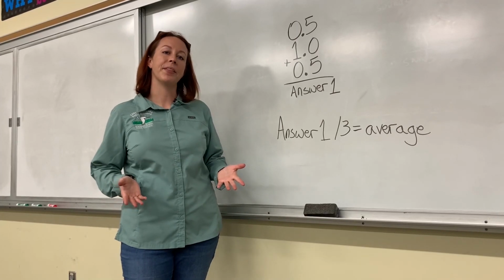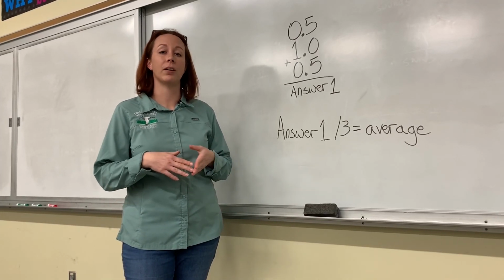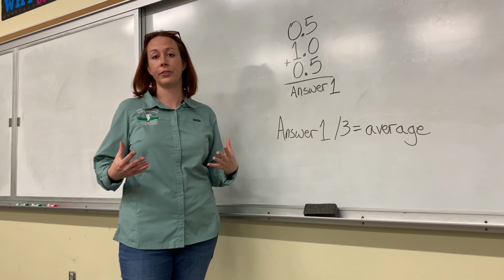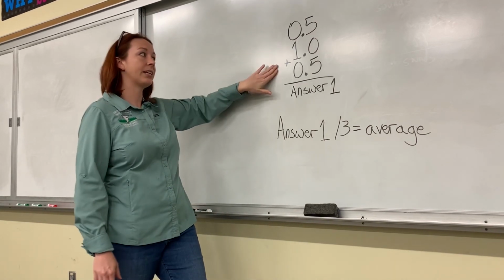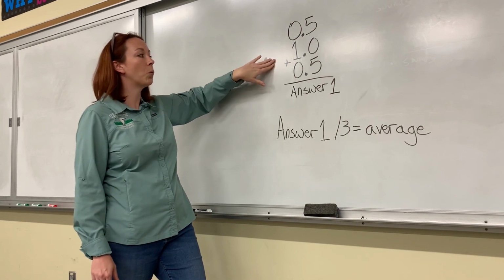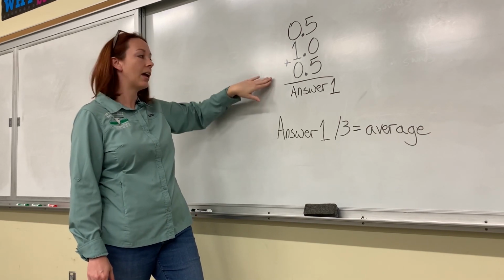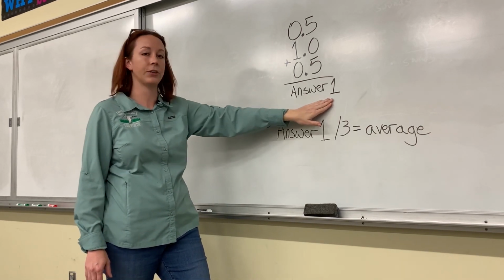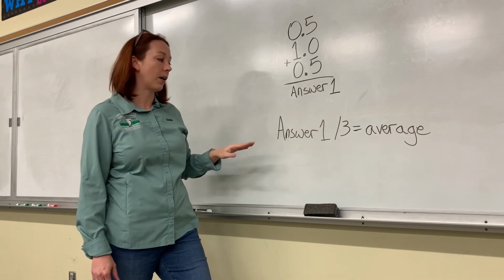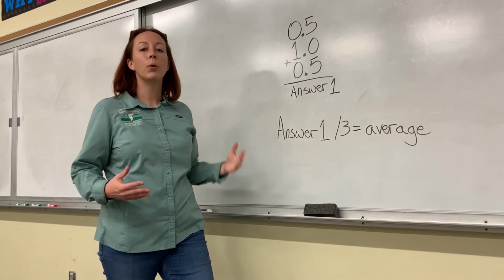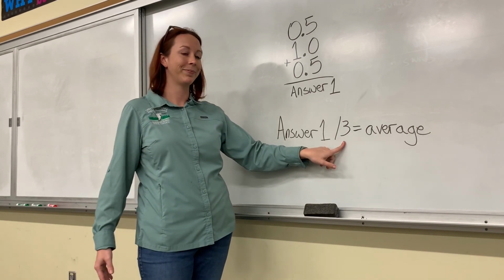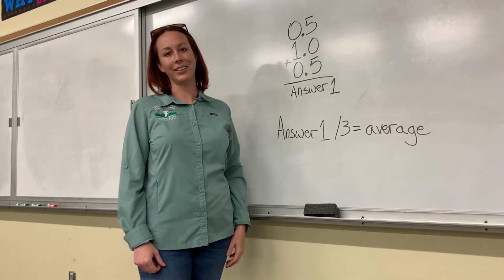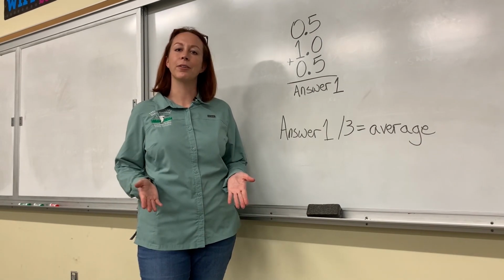Now let's determine the average amount of land lost over those 30 years. We start off by adding all of our numbers together, which was 5/10, 1, and 5/10, and we'll get our first answer. Then we must divide that answer by the total numbers in our data set, which was 3. And that will give us our average. Pause the video now to work on this problem.